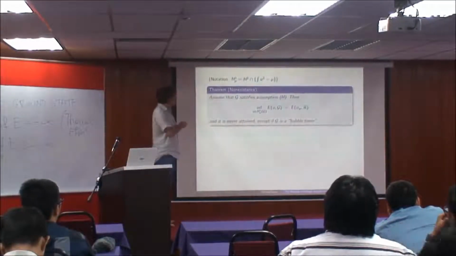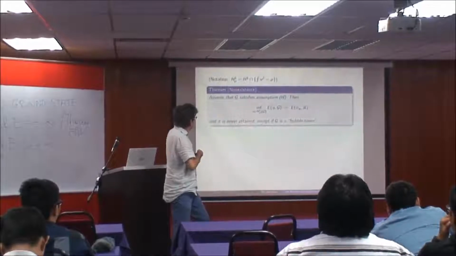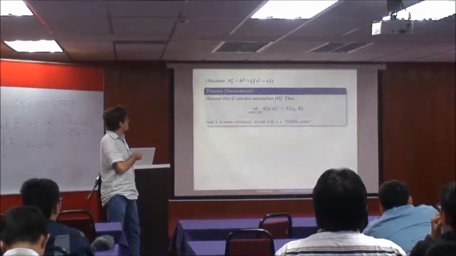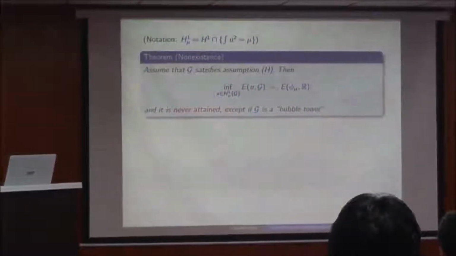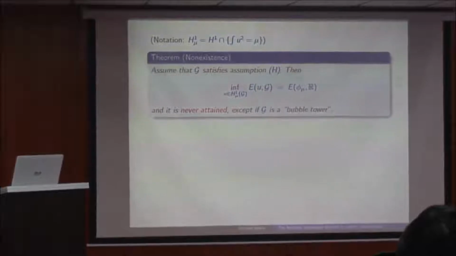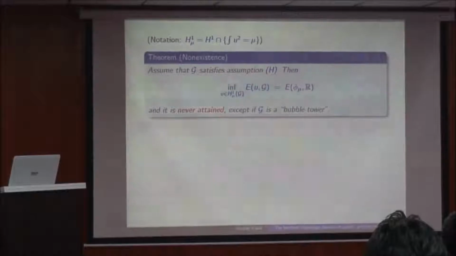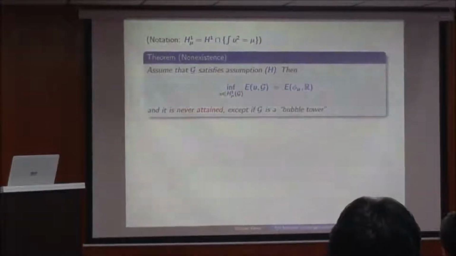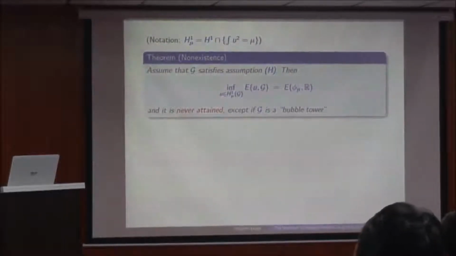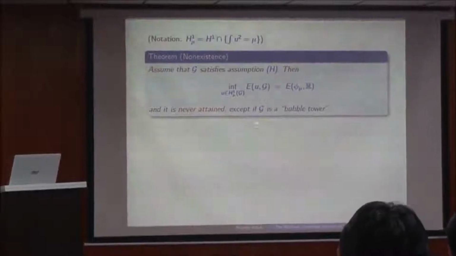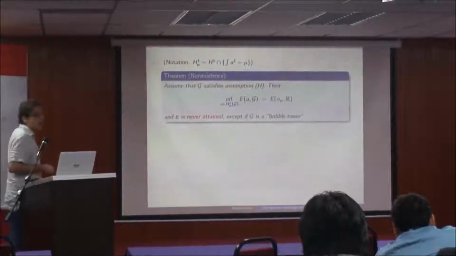Here I introduce the notation of the theorem, which is the following. Suppose that the graph G satisfies the assumption H. Then the infimum of the energy at mass mu is equal to the energy of the soliton with the same mass, so minus mu cubed over 96 if p is equal to 4. But the point is that the infimum is never attained. So there is no final state. This is the situation. The infimum is finite, it's not minus infinity, but it is not attained, except in some special cases that we call the bubble towers.